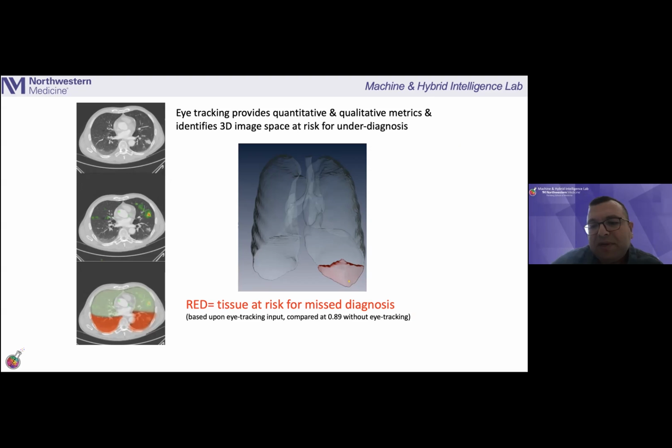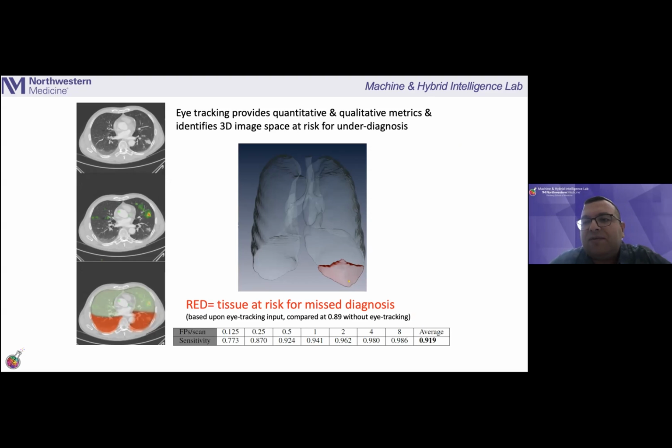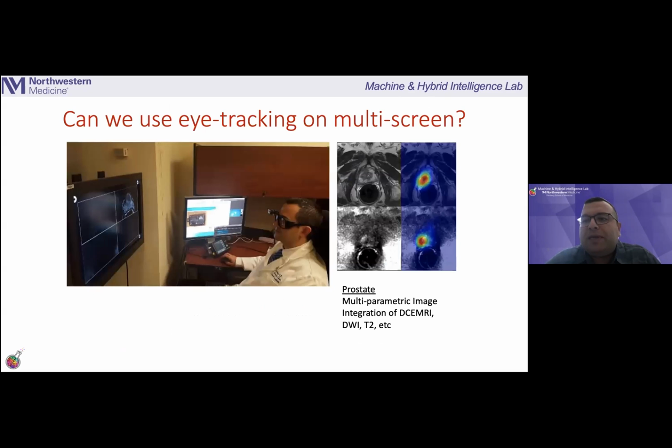For this eye tracking based system for lung cancer, we have shown that the sensitivity is increased after using this lung cancer screening in 3 different centers. We have conducted this at UPenn, NIH, and now Northwestern. And then we started thinking, can we really use eye tracking for other applications as well?